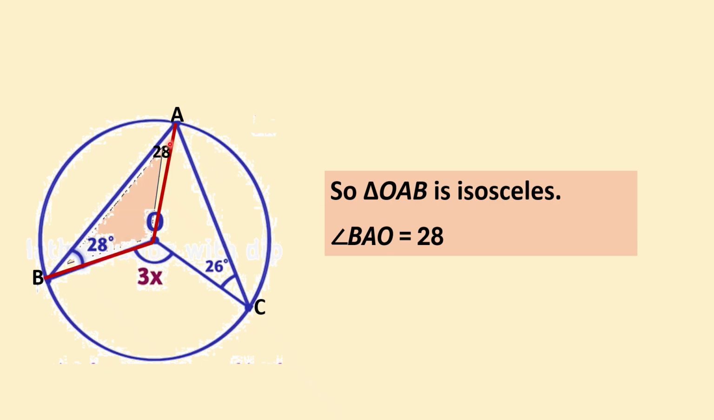Now because this triangle is isosceles, you can see the blinking triangle. This is isosceles, so this angle BAO must also be 28. One angle given is 28, so the other angle must also be 28. So angle BAO is 28 because the triangle is isosceles.